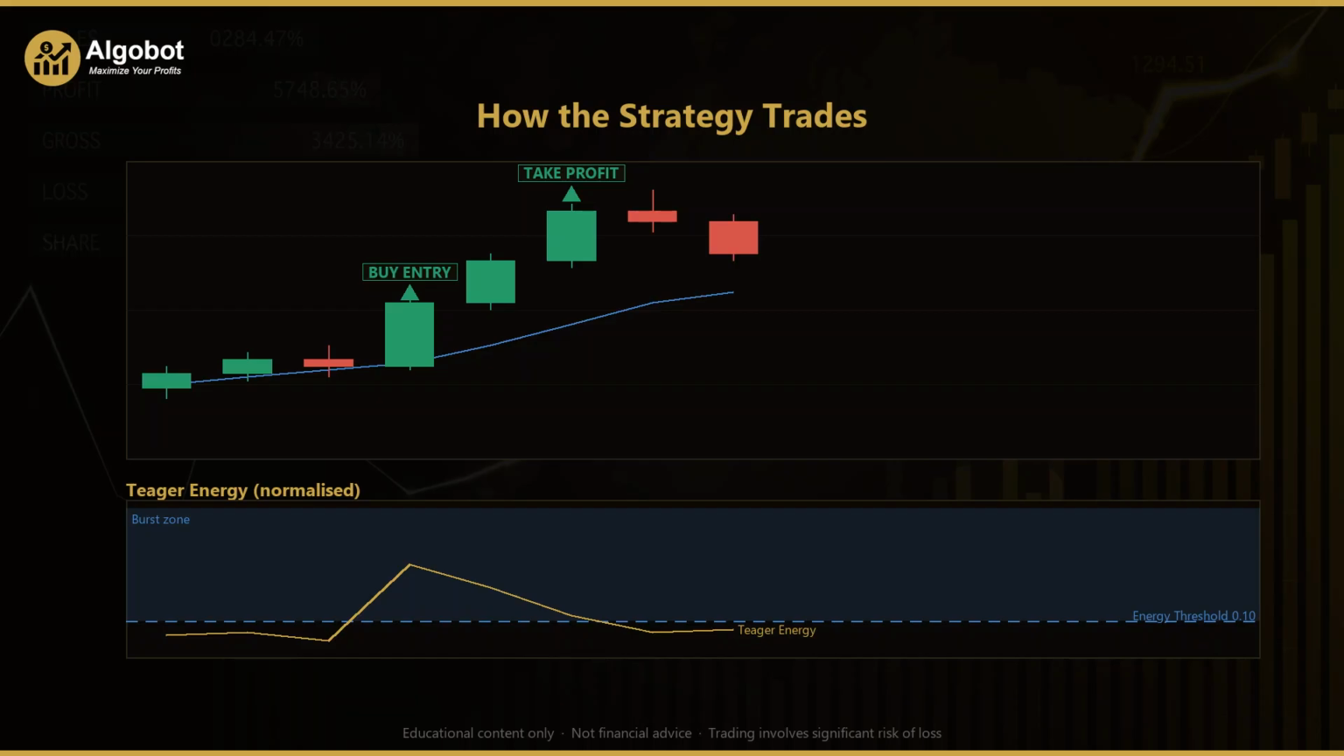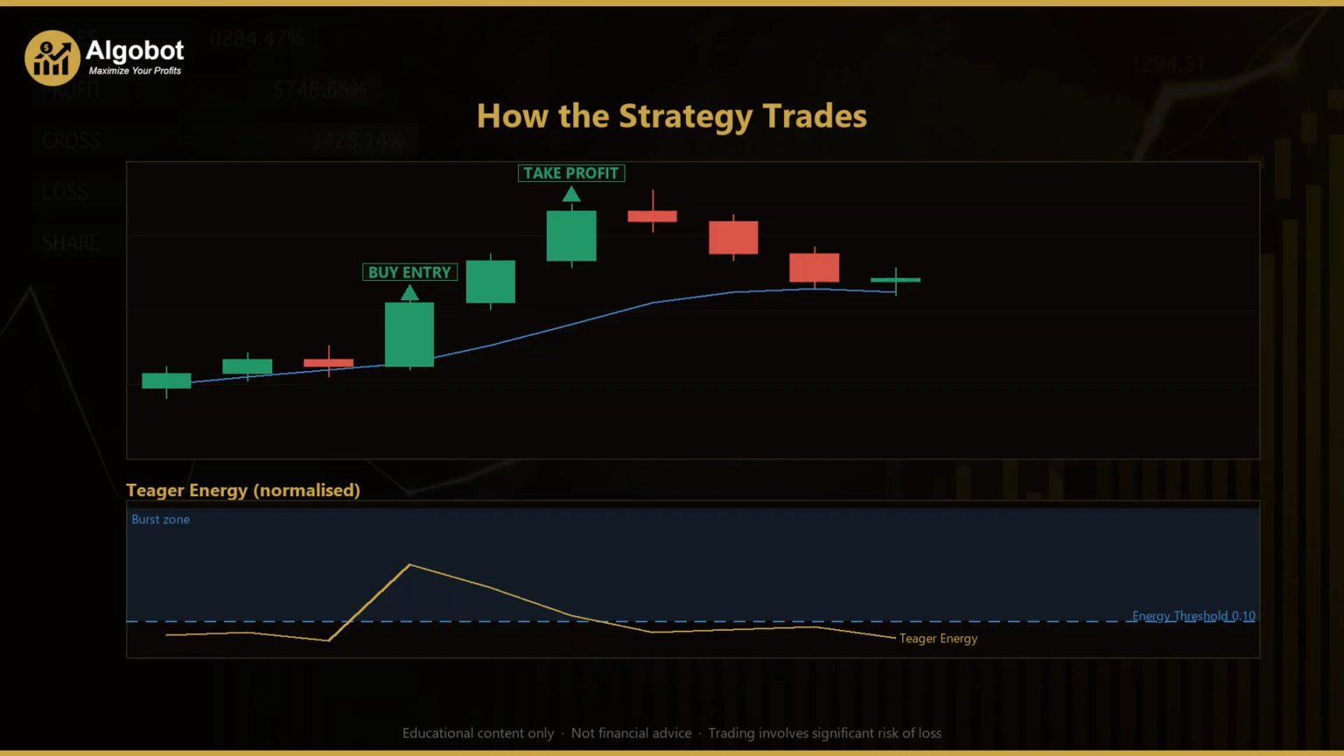The next two candles do the work. Price runs higher with the trend, extends its gains, and reaches the take profit target, closing the long trade in profit on this illustration. Notice the energy has already faded back below the threshold as the move matures. The burst was a one-time event at ignition, not a running signal, which is why the strategy signals only once and then simply manages the position.